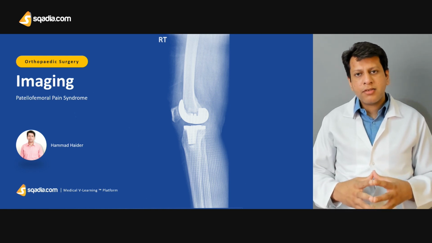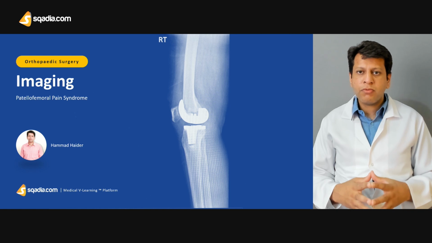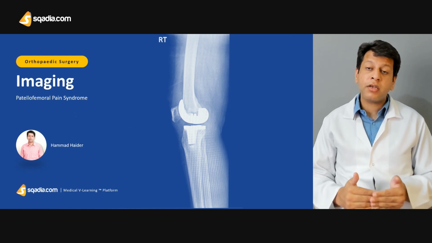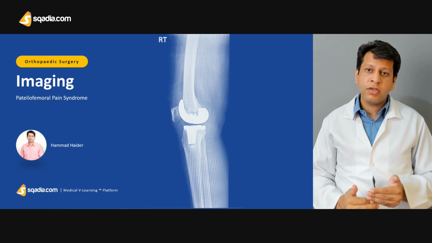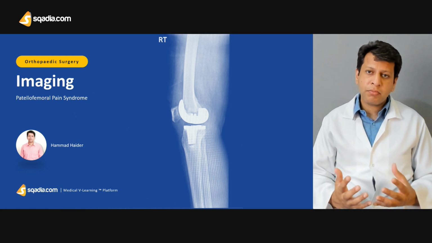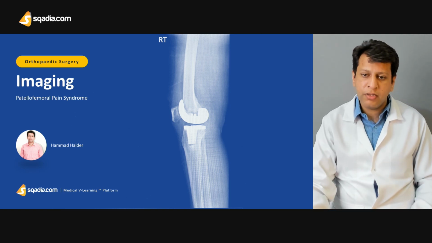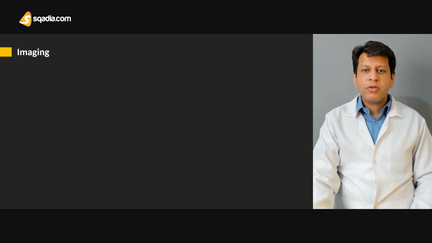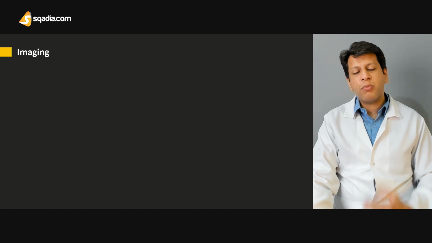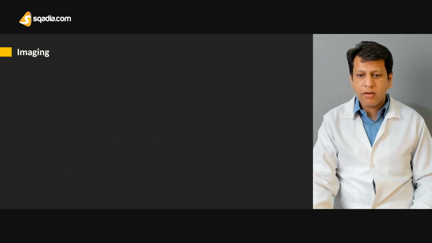Although certain other X-rays, like sunrise views and merchant views, can also be done because we are suspecting patellofemoral joint pathology. Therefore, to best assess the patellofemoral joint, usually we have to go for sunrise or merchant views as well. Now, once we go for X-rays, what we need to see on AP and lateral views as well.